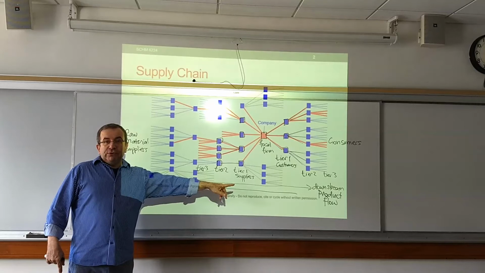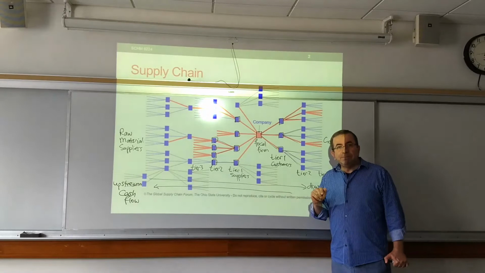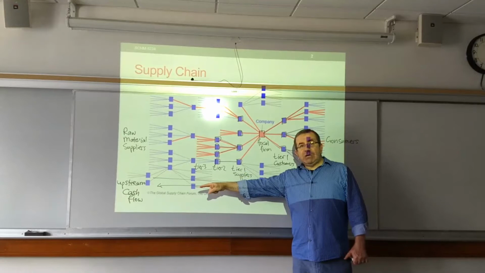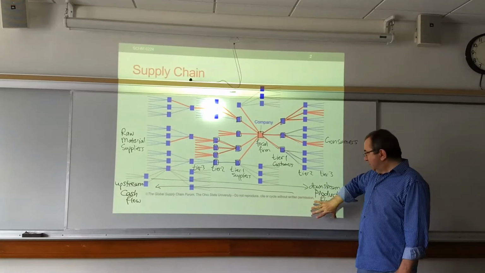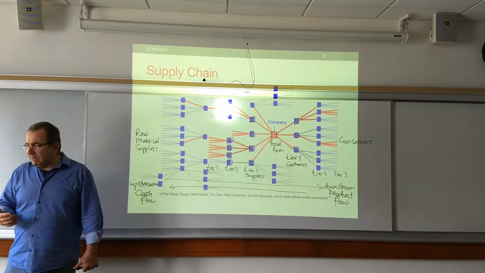So then what's the goal of supply chain management? What is the goal of managing these flows? You want to manage product flows such that cash flows are optimized. You want to have product flows in such a way that your cash flows are maximized. That's the goal of supply chain management.